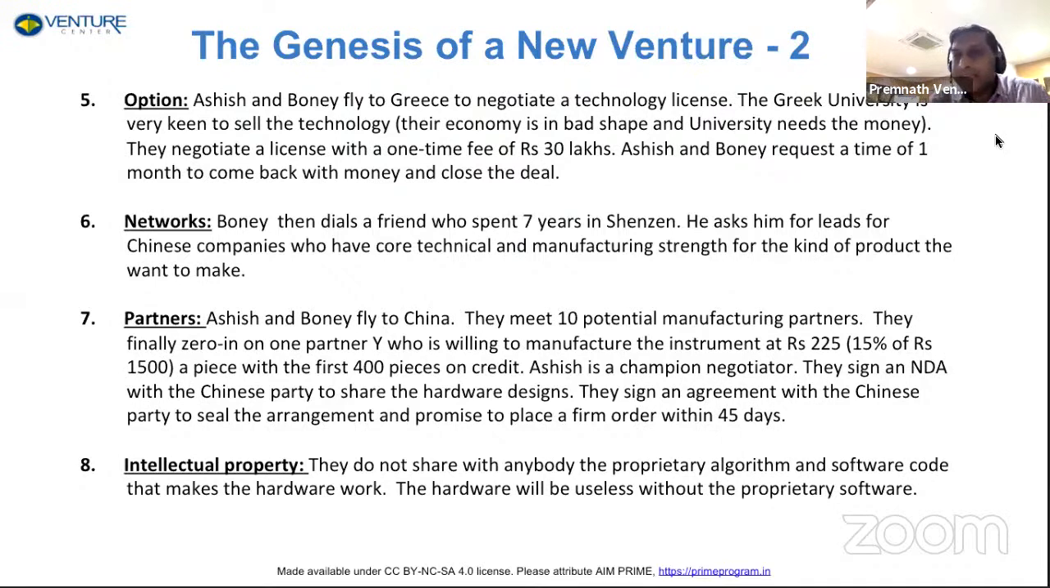And Ashish is a great negotiator. So they sign an agreement with the Chinese party to share the hardware designs. They sign an agreement with the Chinese party to seal the arrangement and promise to place a firm order within 45 days. That means they say 45 days, we'll come with a firm order.